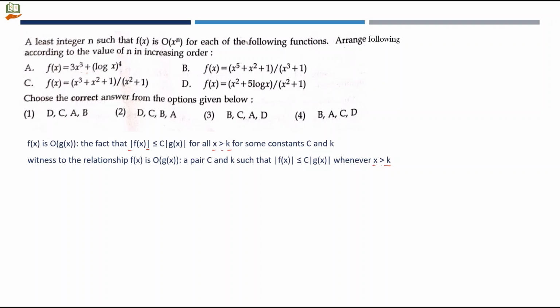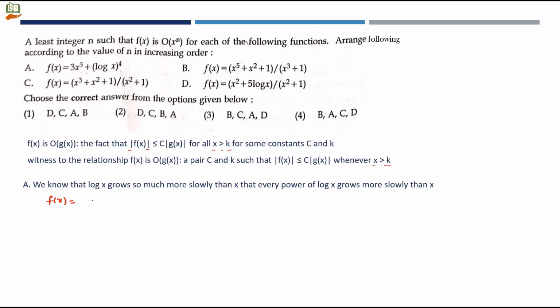So let's start solving the first f of x value. Let's take f of x equal to 3 into x cube plus log x, the whole power 4. We know that log x grows much more slowly than x.